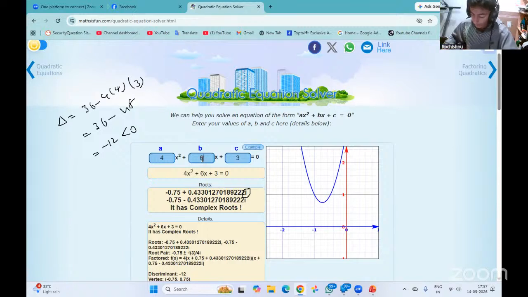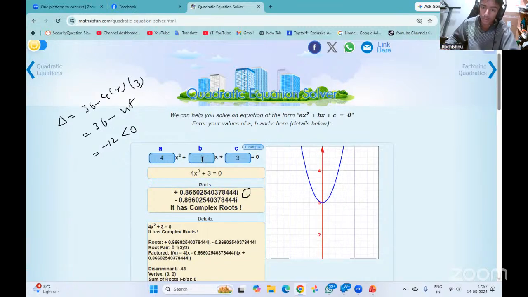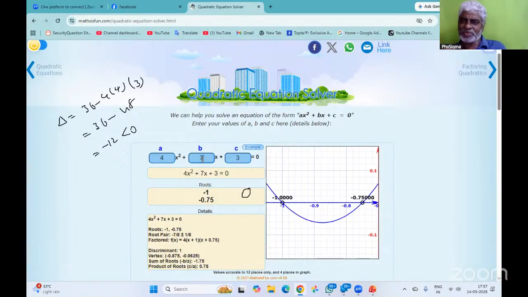And wouldn't that make it two? What's the value of B? 7. It has roots. Two roots. One is negative 1 and another one is negative 0.75, right?